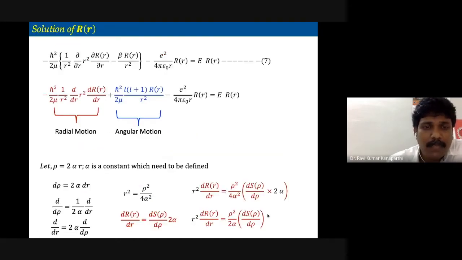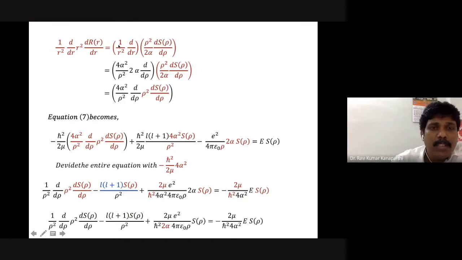So next thing what I'm trying to evaluate is the entire quantity. What is the entire quantity? So 1 over r square d upon dr of r square dR(r)/dr. That is the quantity I just want to evaluate. From this, it is like 1 over r square d upon dr, right? And then rho square upon 2 alpha, because this we already evaluated. That is nothing but rho square upon 2 alpha dS of rho. This quantity is exactly this quantity.